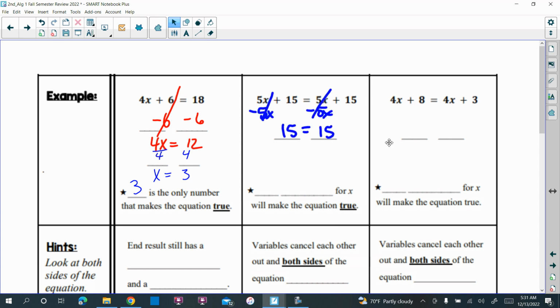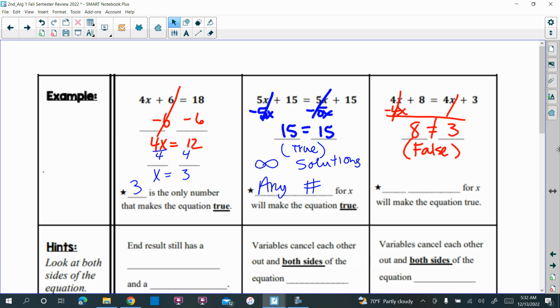Here, I always start with the smallest variable term. Where they're both the same, they cancel. You're left with a true statement. That means you're going to have infinite solutions. 15 equals 15 is true. Same thing.